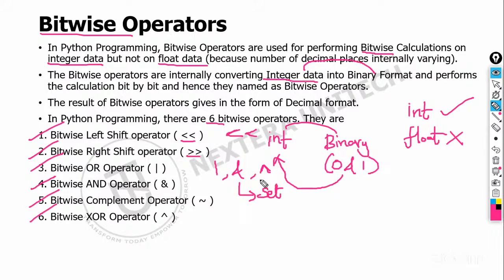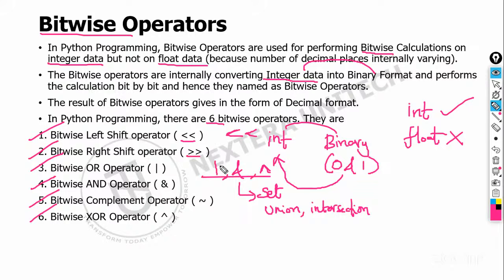Set category data types. Perfect. Wonderful. Under set category data types, did we discuss set type? Yes, set data type was being discussed, in which we have union, intersection, difference, symmetric difference. Yes. Okay, I'll talk about this.